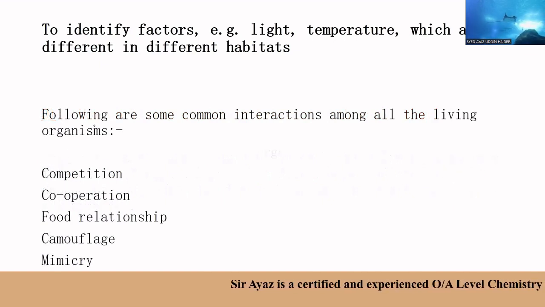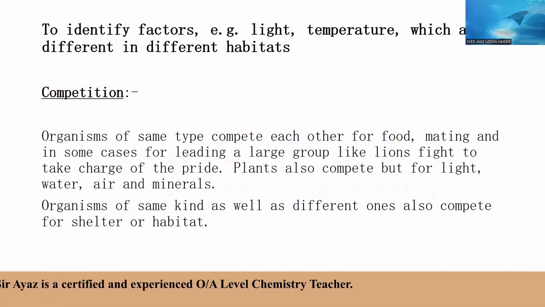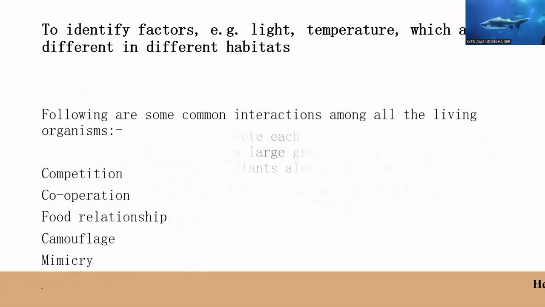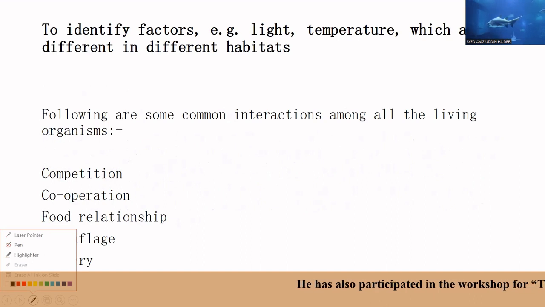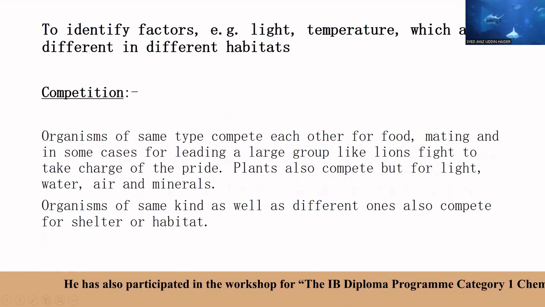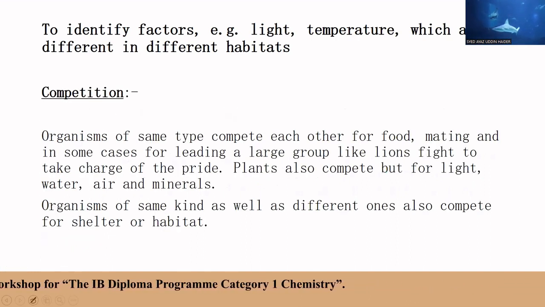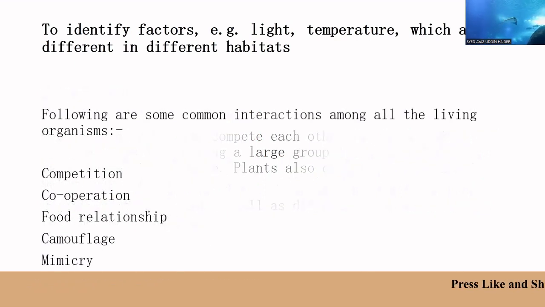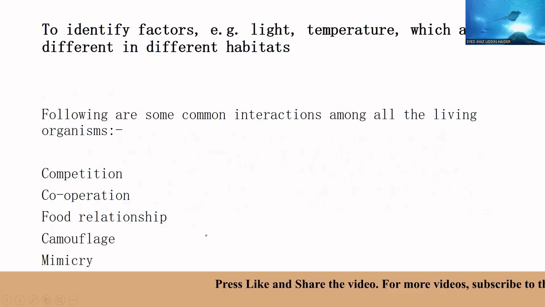Following are some common ways of interaction among these living organisms: competition, cooperation, food relationship, camouflage, and mimicry.